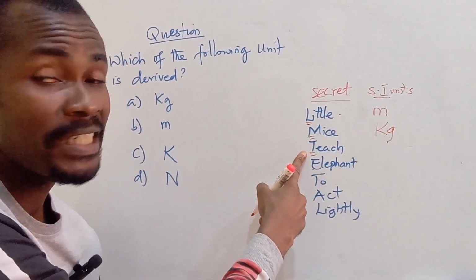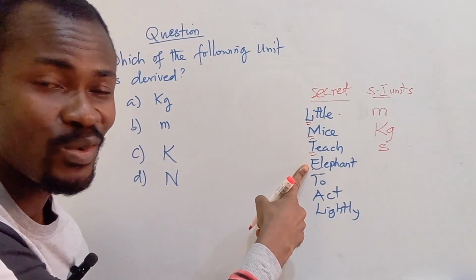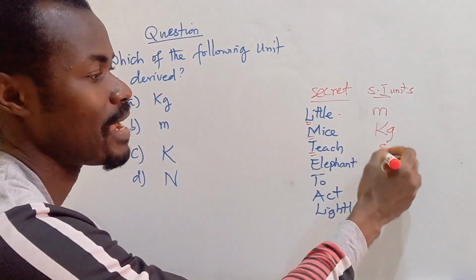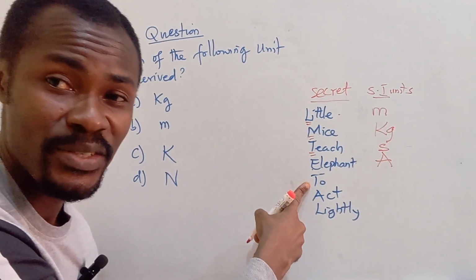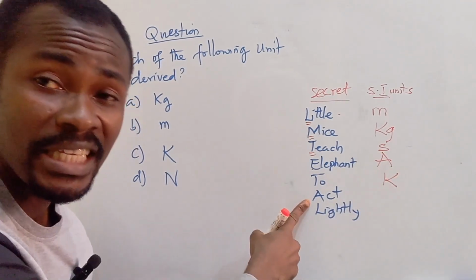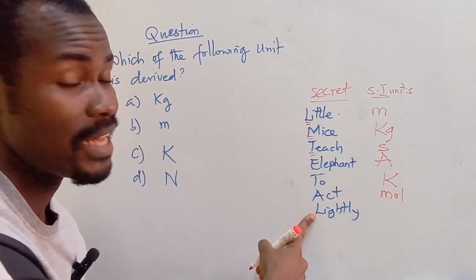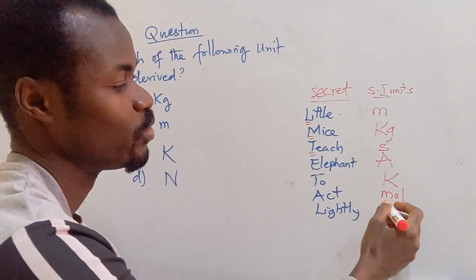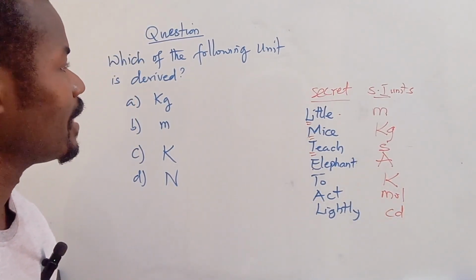T is for time, which we have as seconds. E is for electric current, which we have as ampere, or A as the abbreviation. And T is for temperature, which we know is Kelvin, just K. A is for amount of substance, which we know is mole. And L is for luminous intensity, which we have as candela. So now let's check.